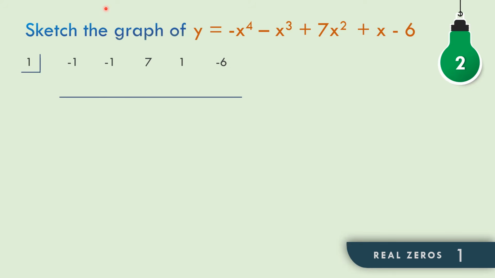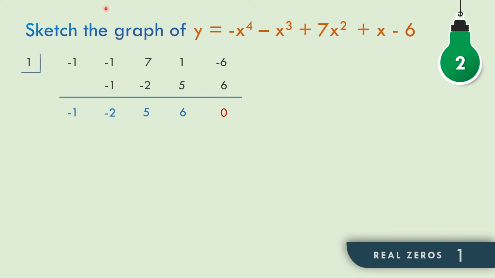So let us try positive 1. So bring down negative 1. Negative 1 times 1 is negative 1. Add, that is negative 2. Multiply, negative 2 times 1 is negative 2. 7 minus 2, that is 5. 5 times 1 is 5. Add 6. 6 times 1, the answer is equal to 0.